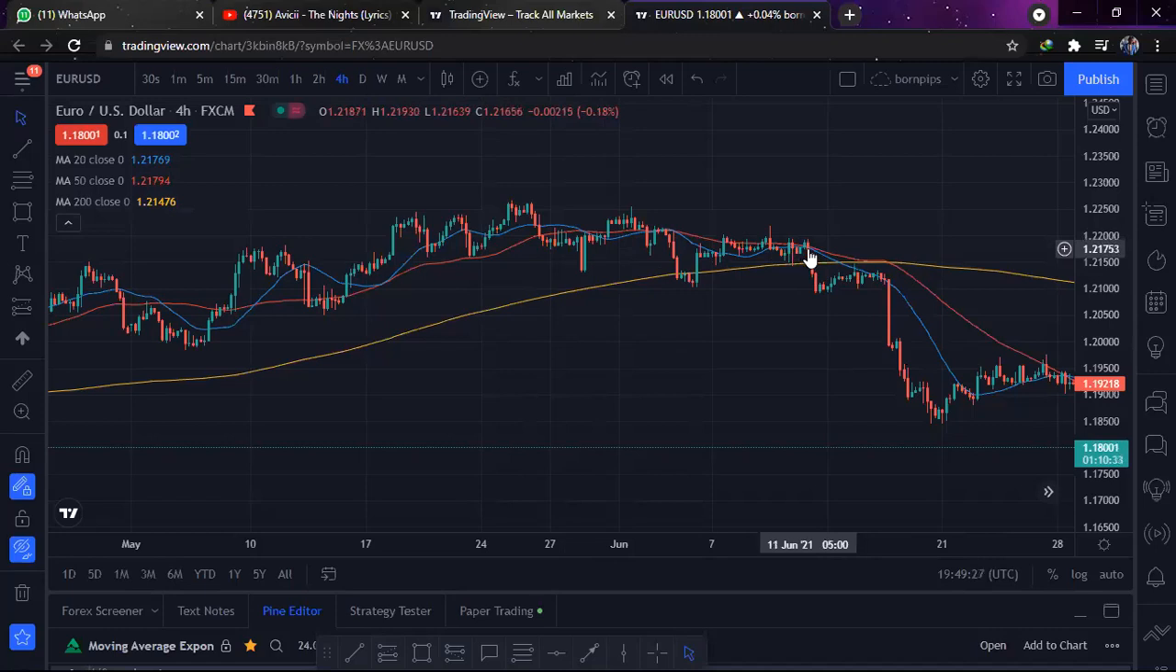But then the 20 and the 50 were still above the 200. So you wait, you don't do anything. Until this side, the 20 crossed the 200. Still you wait, you don't do anything. Here the 50 was still above the 200 and hasn't crossed yet, so you just wait for the 50 to cross. And then the 50 crossed over here. So your first sell trade will be here. Enter a sell trade from this side to this side.